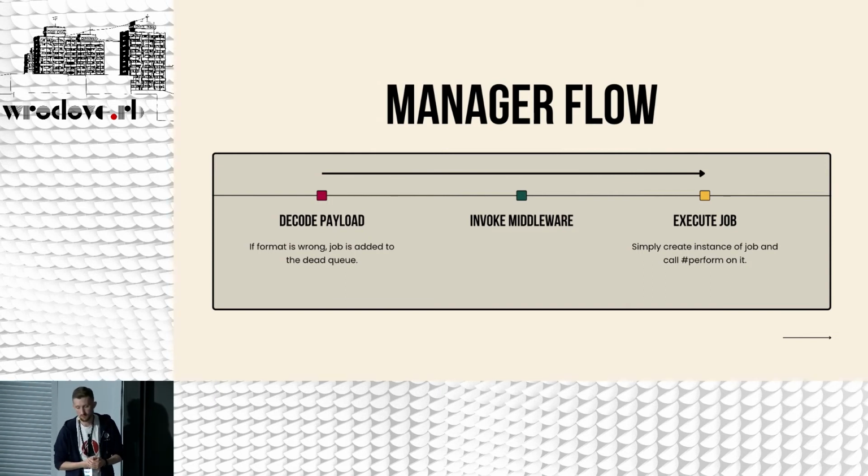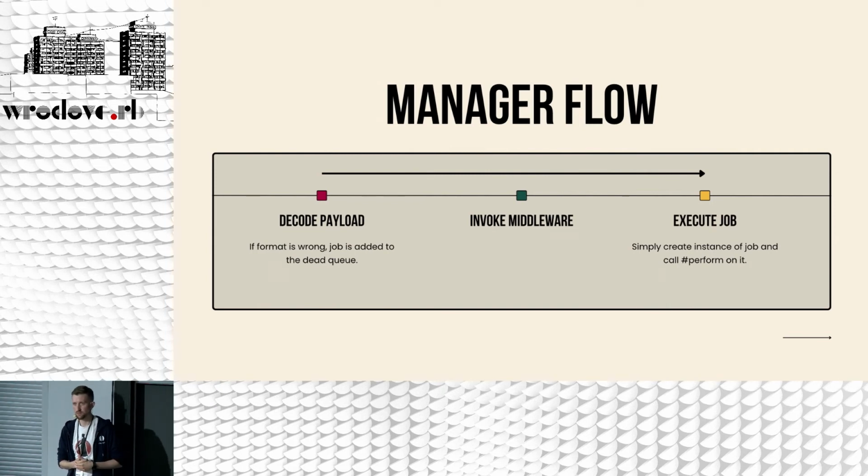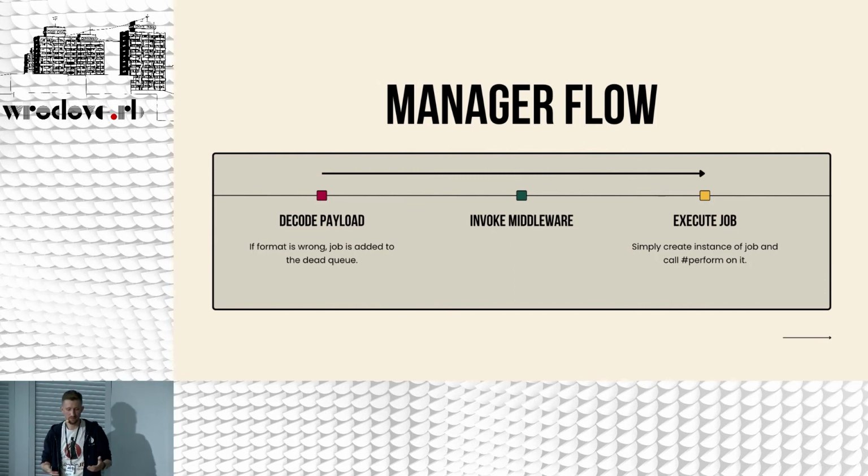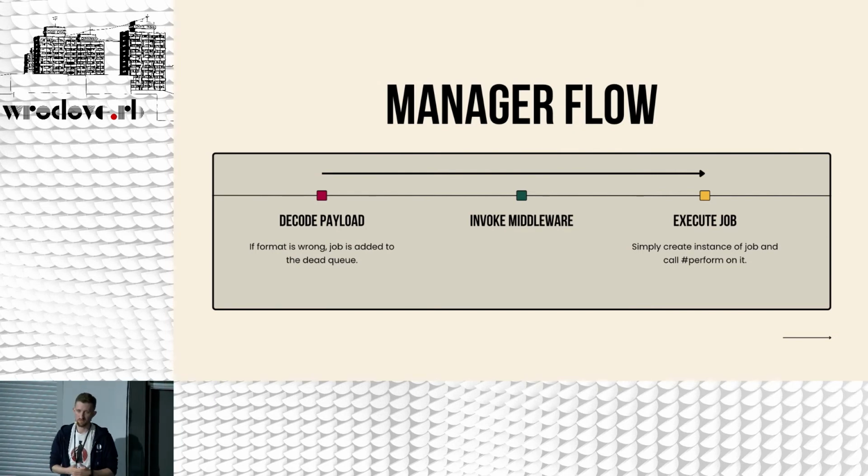And this is the manager flow in detail. So it first decodes the payload. If everything is OK, it will proceed. Otherwise, it will push the job to the dead queue. Then the middleware is invoked. So there is the last chance to reject the job from being executed. And then the manager simply executes the job by creating the instance of a class and calling the perform method on it.